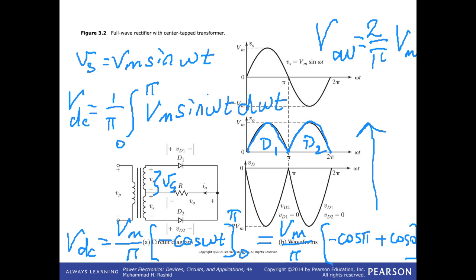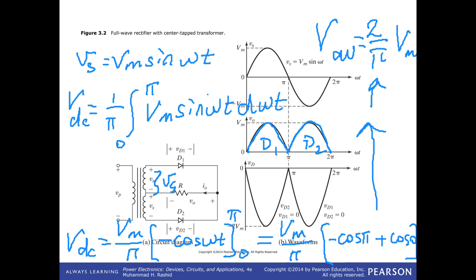That's the average value. These figures here are representing the diode voltages. Each diode receives the maximum voltage in negative direction. So while you are selecting diodes, you have to consider that negative voltage as well. Okay? Let's continue.